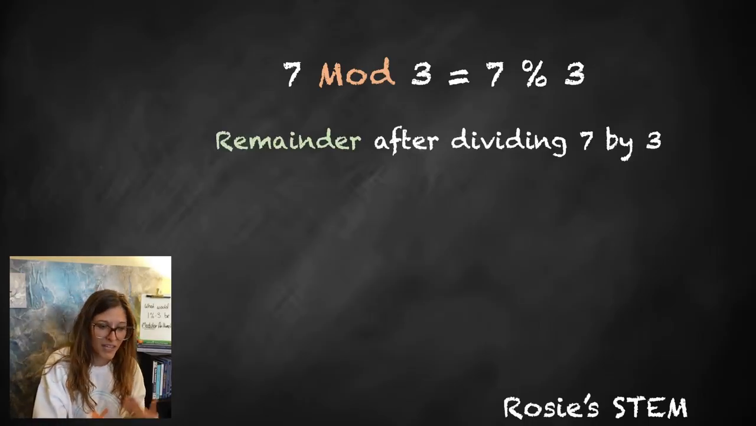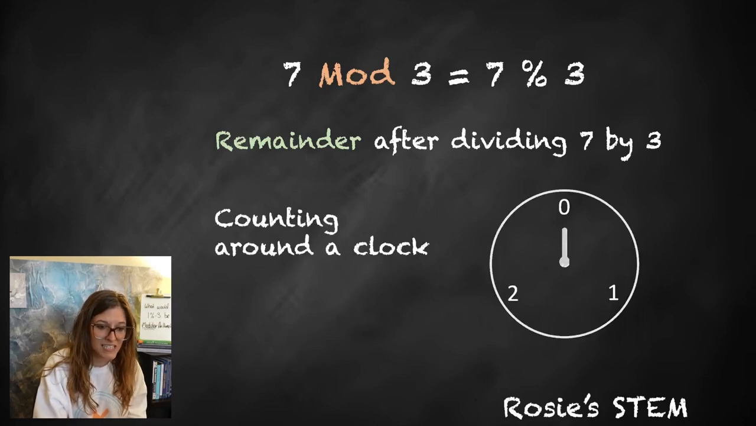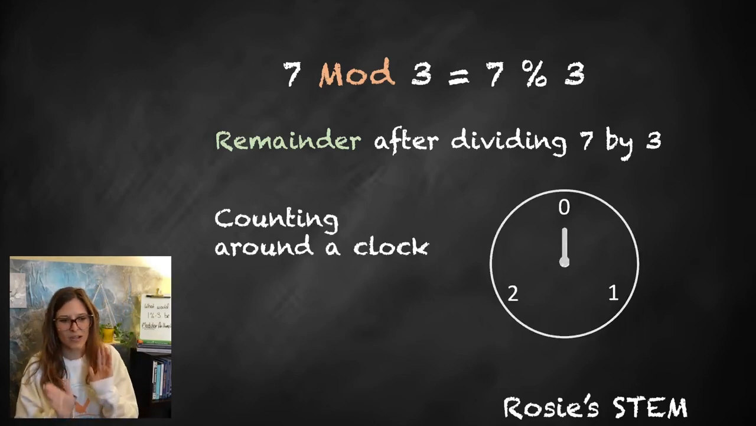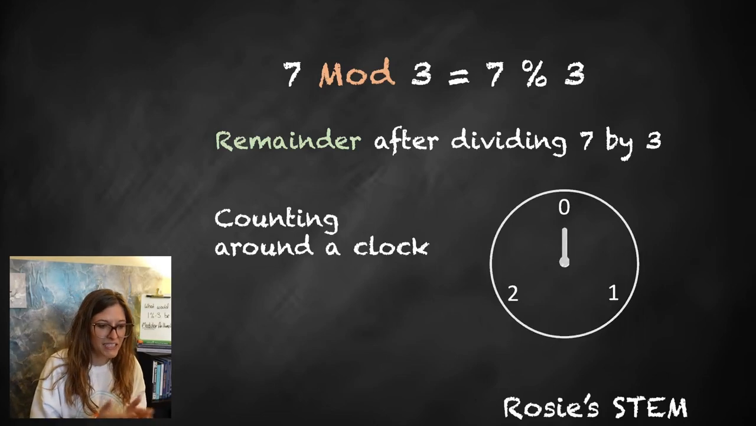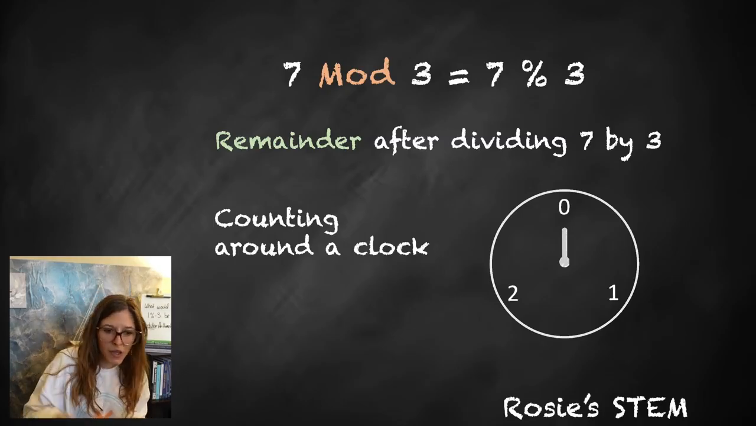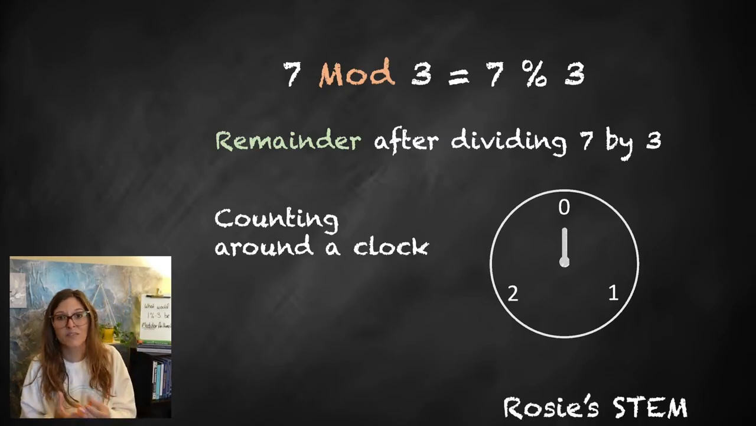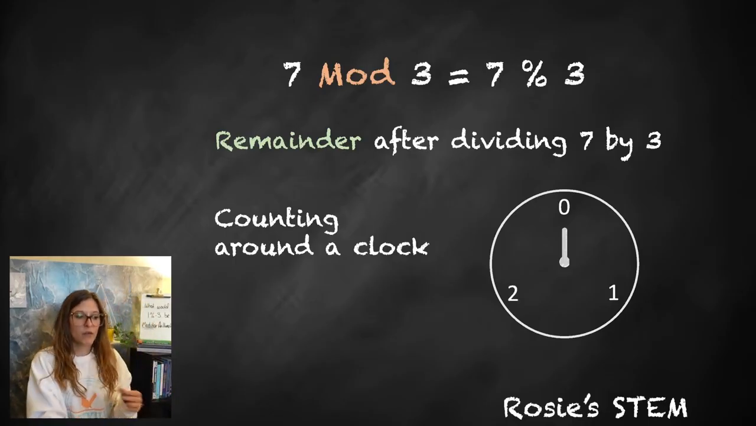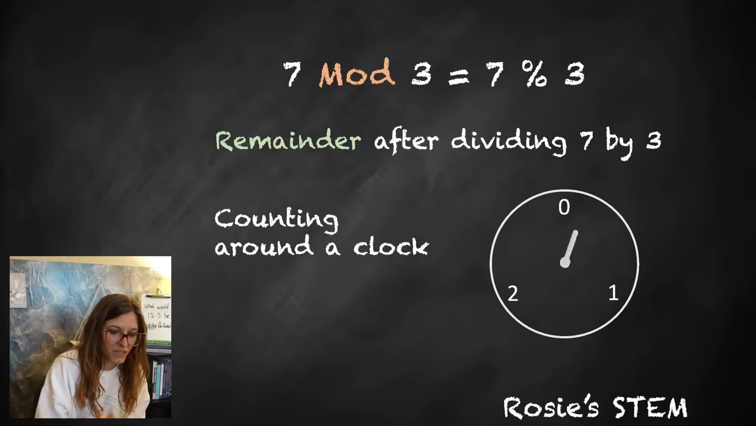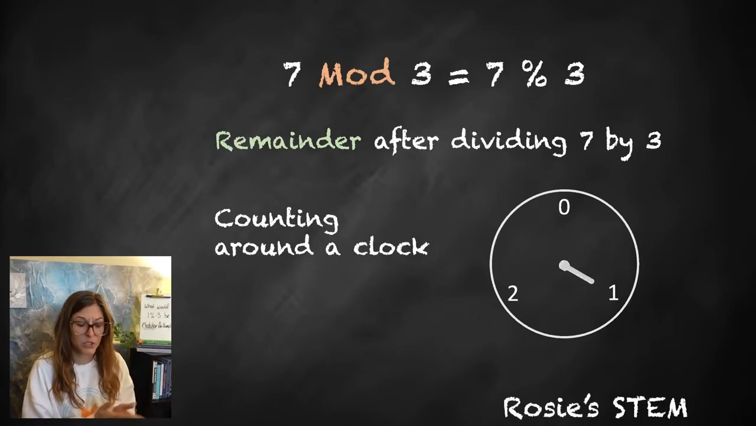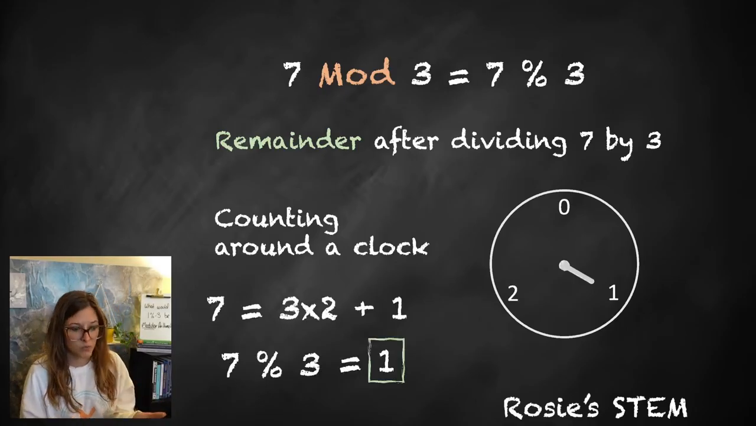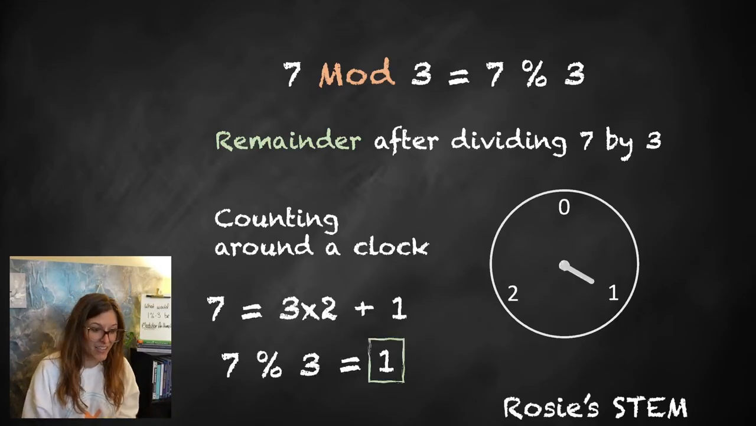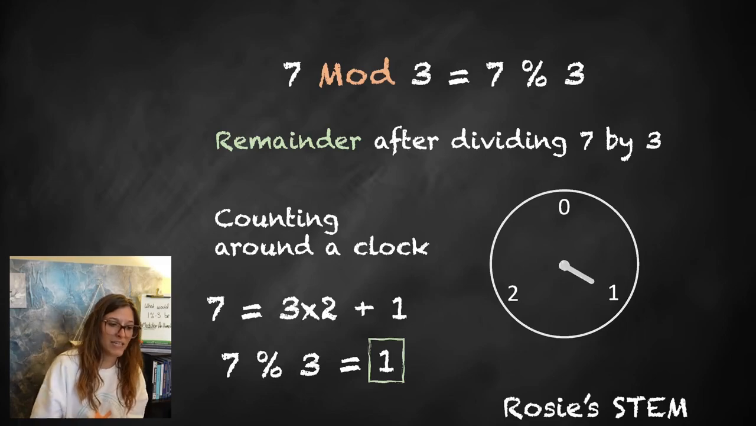A helpful way of thinking about this is to think about modulo as counting around a clock. If the modulus is 3, then we're counting around a clock that has 3 numbers instead of the typical 12. We always start with 0, and then we're going to count 7 steps around this clock. And that is actually going to land us at 1. So 7 mod 3 gives us 1. We can see that 3 times 2 gives us 6 plus 1 is 7.